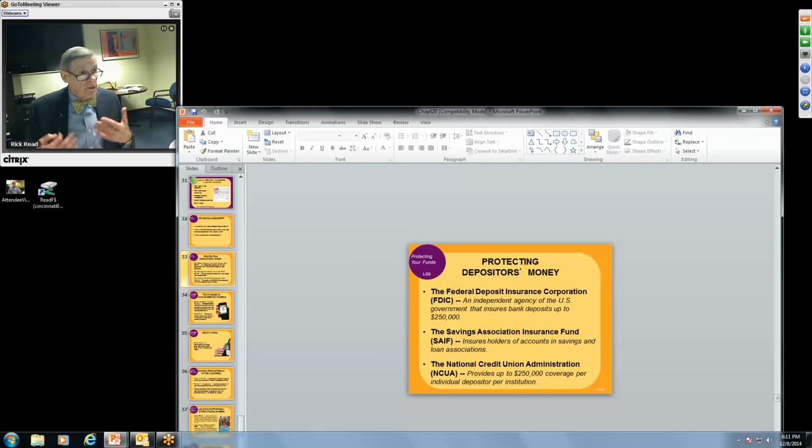Now, your money is protected by several different organizations depending upon where you have it deposited. FDIC is the Federal Deposit Insurance Corporation. That's for commercial banks. Notice that it is insured up to $250,000. Savings and Loan Insurance Fund, SAIF, does the same thing for people who have funds in savings and loans. And then the National Credit Union Administration, again, the same type thing, guarantees deposits up to $250,000.